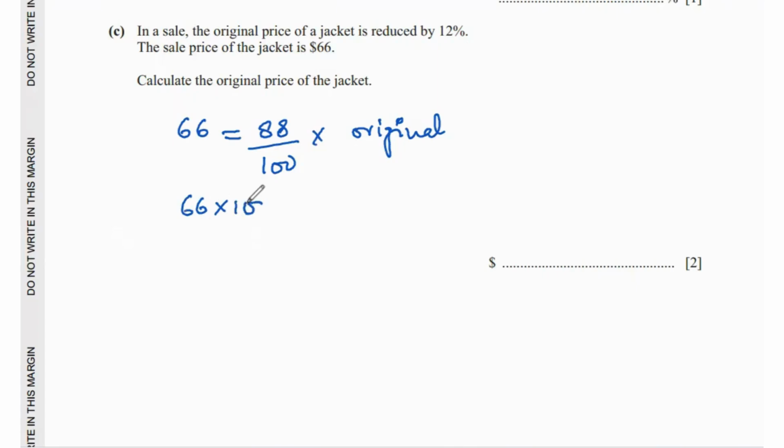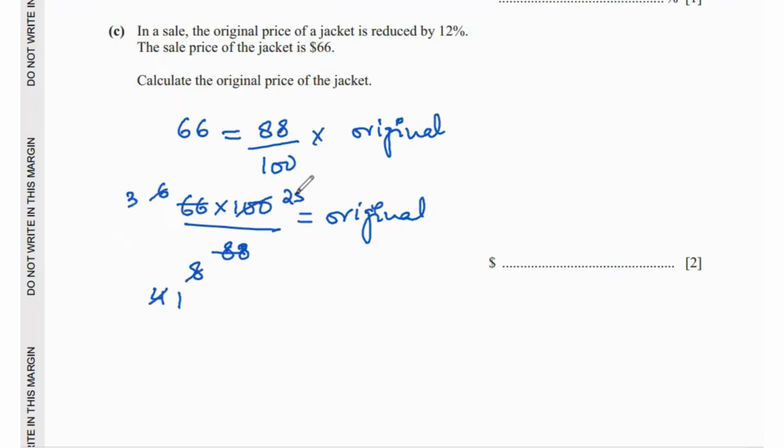66 times 100 divided by 88 equals the original price. So 66 divided by 88, that's 6, that's 8. 100, 6 and 8 can be divided. This is 3, this is 4. 4 25s are 100. So we have 3 times 25, which is your original price, and that's 75. $75 is your original price.